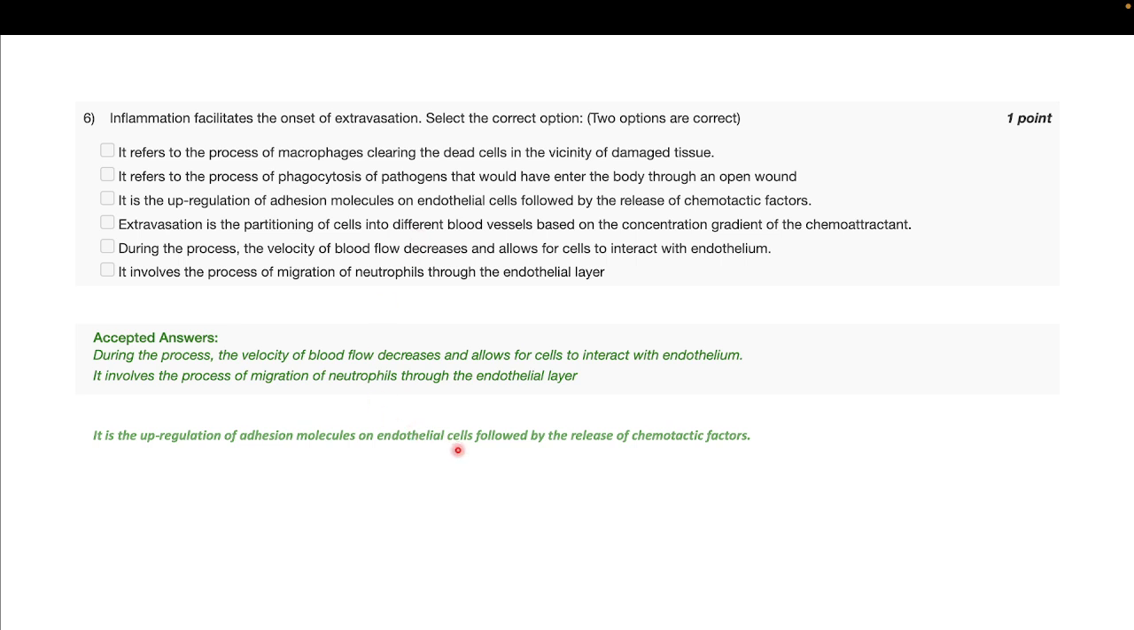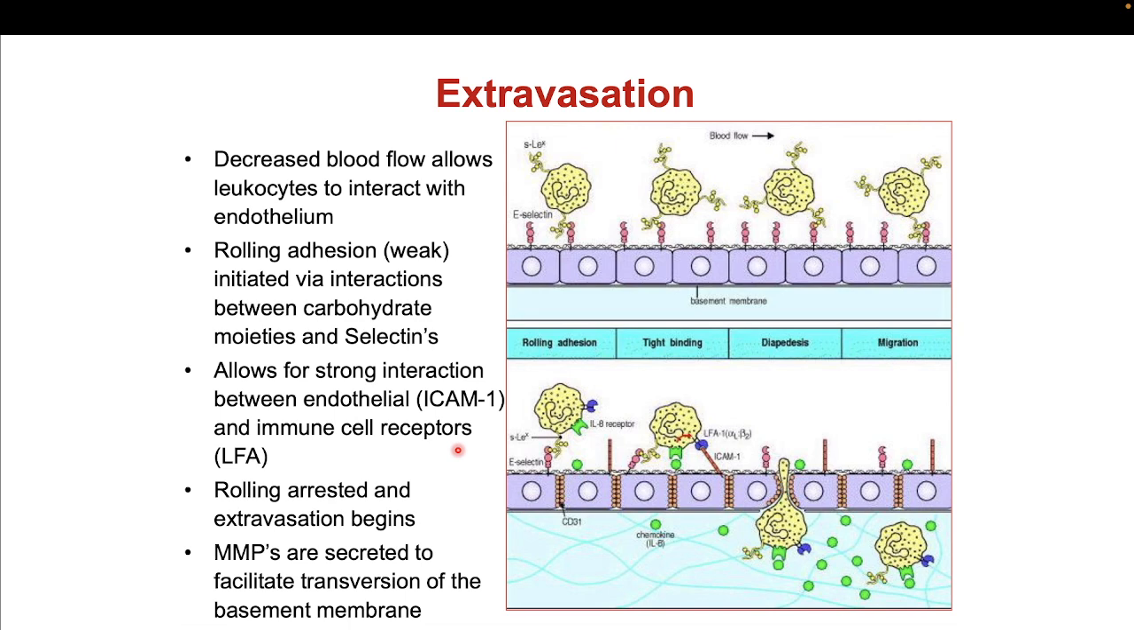Is this clear? Please let me know if this is becoming too fast or too confusing. I can try simplifying it. If there are no doubts in this question, we'll move on towards the next one.